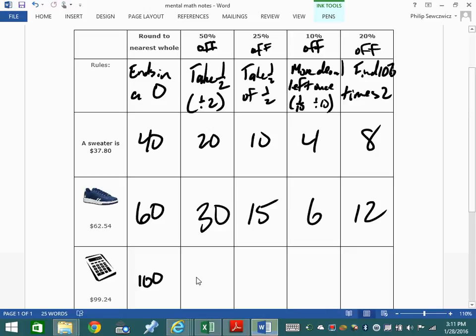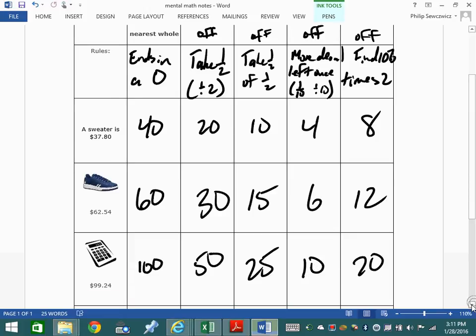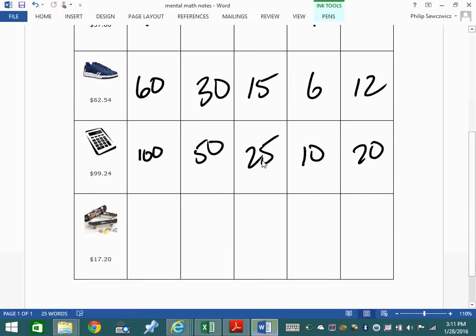Let's see, did you? And what about that? Yeah, cut it in half. 10% of it, so move it left once, and then times it by your 2.